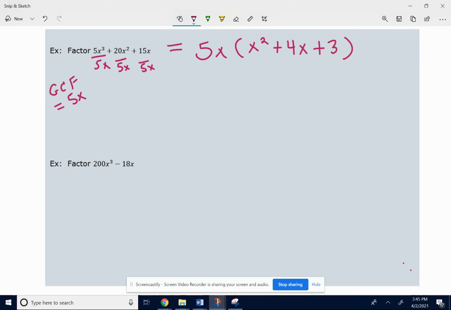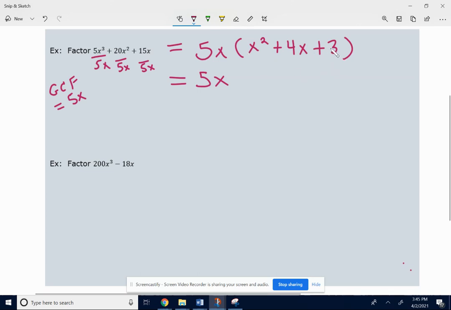Okay, so we have 5x times x squared plus 4x plus 3. We looked for the greatest common factor first, but we need to keep going, or possibly keep going. We have a trinomial that's left, and this is the type of trinomial that does not have a number in front of x squared, unless you thought of it as being 1. Those are the nice ones.